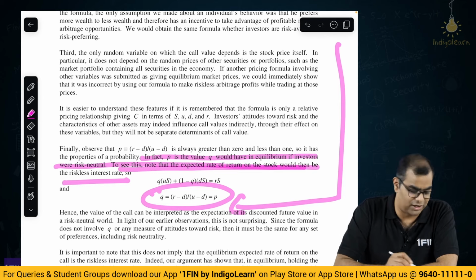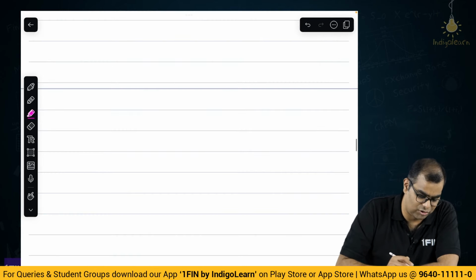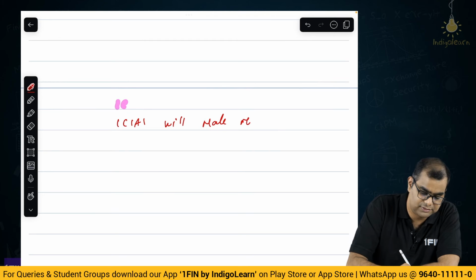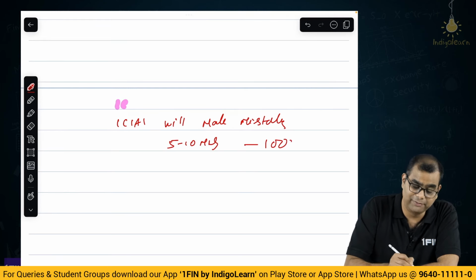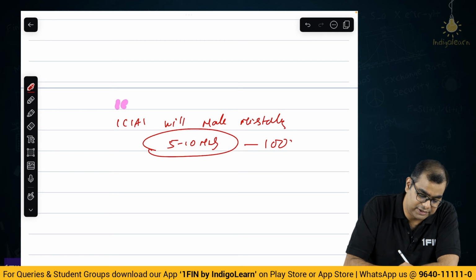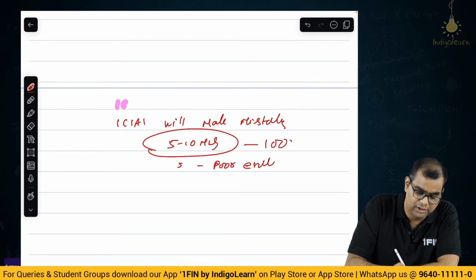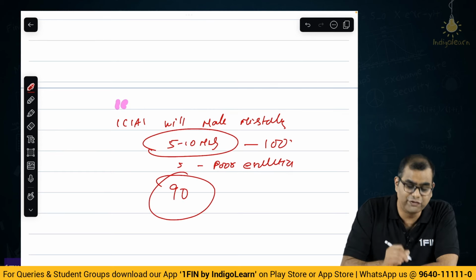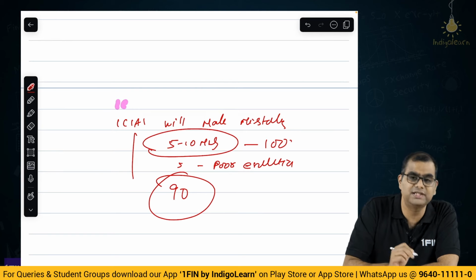Now, my opinion in all of this, I will summarize this whole thing. My opinion is that ICAI will make mistakes. These mistakes will be for 5 to 10 marks in a 100-mark paper. They will be poor quality questioning, and for these 5 to 10 marks, there could be poor quality evaluation. But still there are 90 marks. There are still 90 marks. If you want to pass, don't harp on these 5 marks.